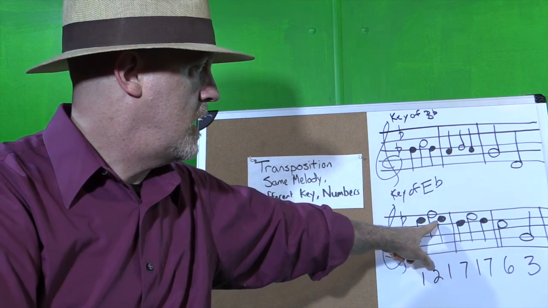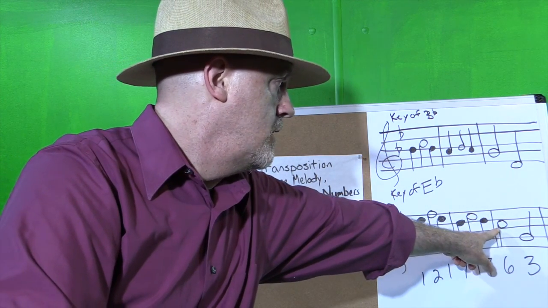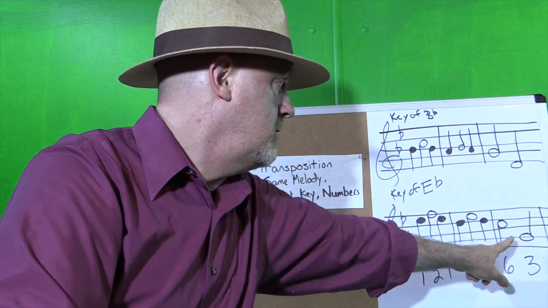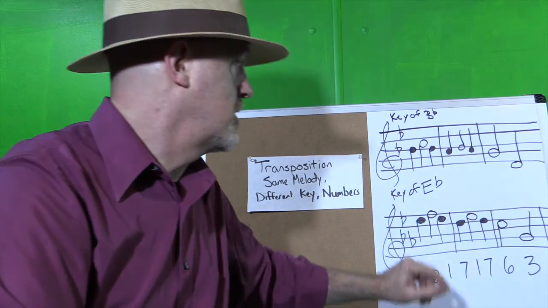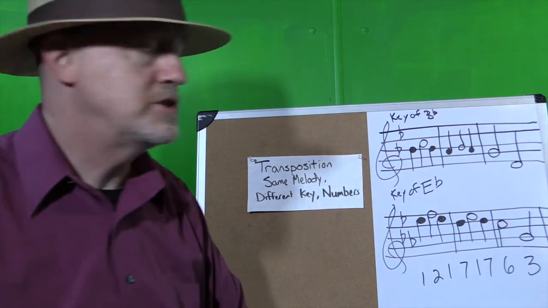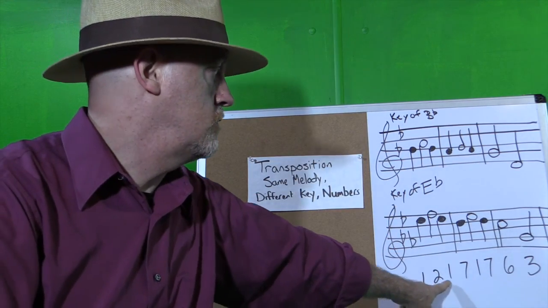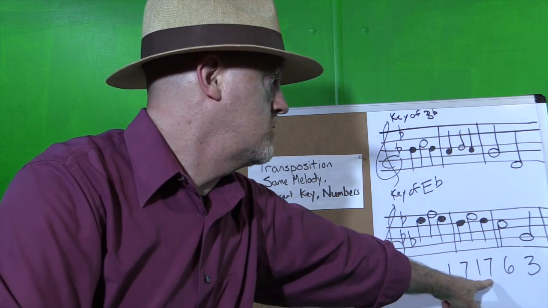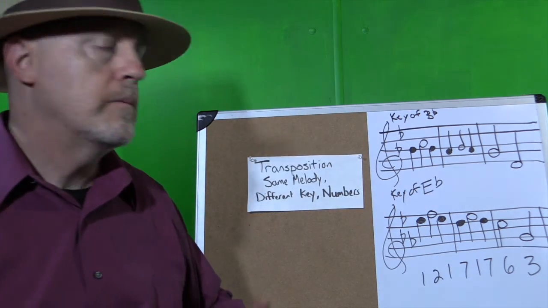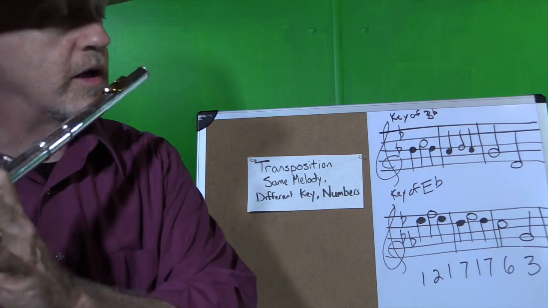Now we have E flat, F, E flat, D, E flat, D, C, and then G. Okay? And the numbers are the same. 1, 2, 1, 7, 1, 7, 6, 3. But it's going to sound different, right? Now, since I'm starting on E flat, it'll sound like this.